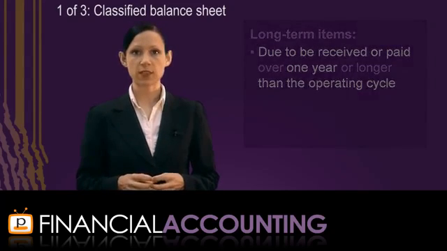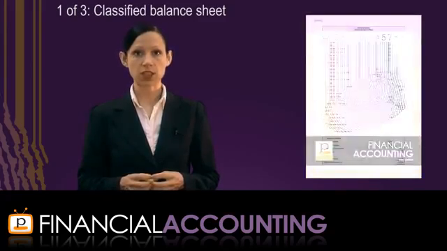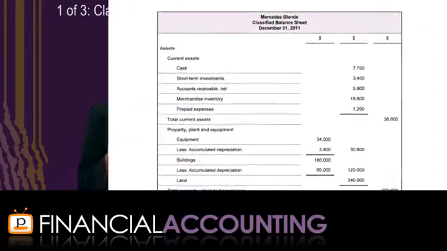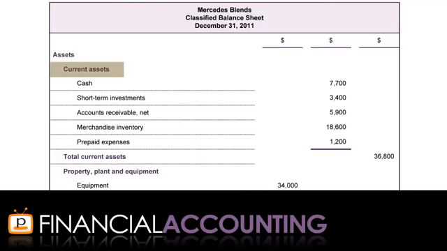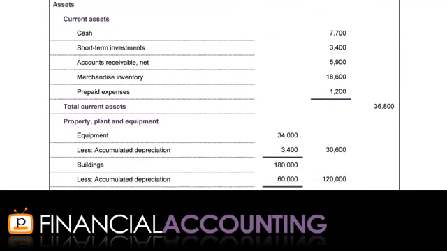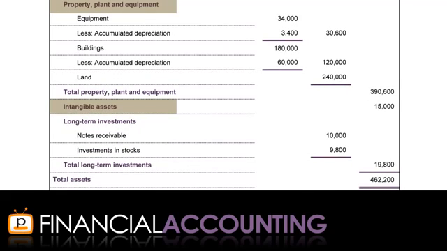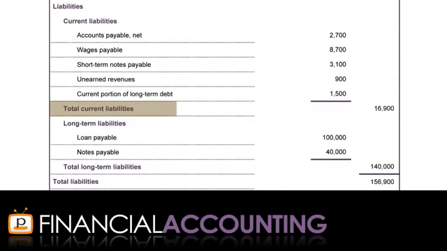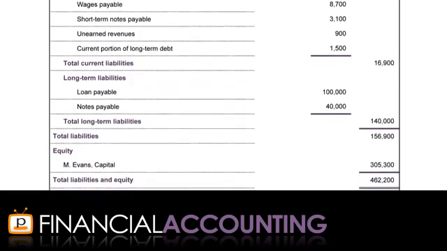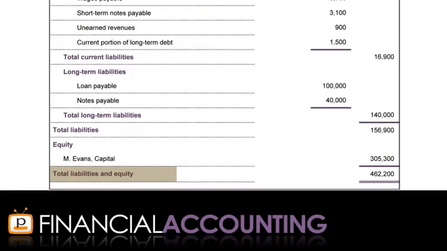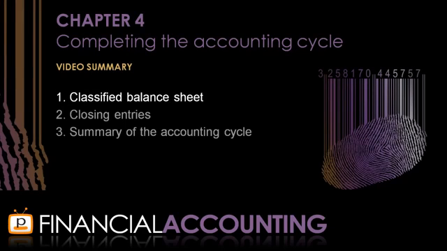But rather than just talk about these classifications, we can look at the example of a classified balance sheet in our Padisco textbook. We can see that the balance sheet reports current assets, such as cash and receivables, as well as the long-term asset categories of property, plant and equipment, intangible assets, and long-term investments. Further down the balance sheet, we can see the balance of total current liabilities, as well as long-term liabilities such as loan payable and note payable. Finally, the classified balance sheet reports the balance of total liabilities and equity, which is equal to total assets reported earlier. After preparing classified financial statements, the next stage of the accounting cycle is to prepare closing entries.